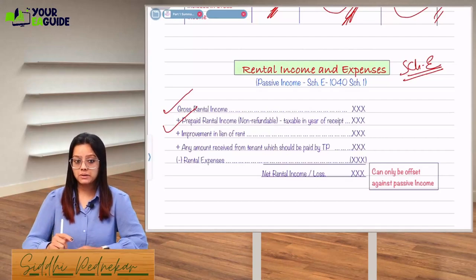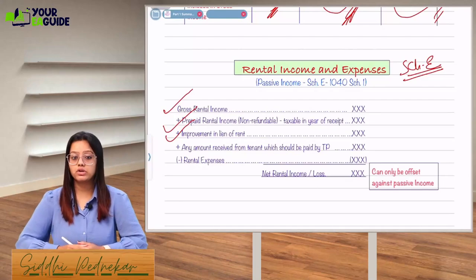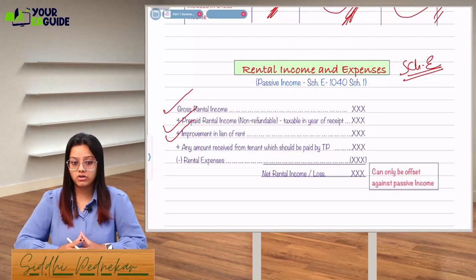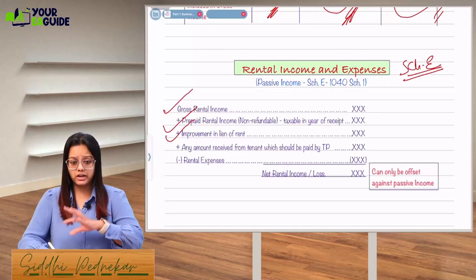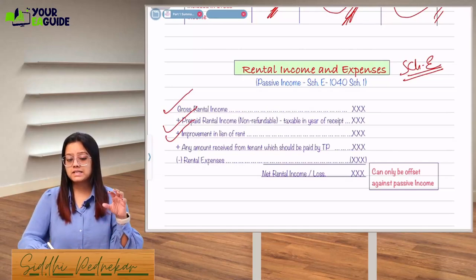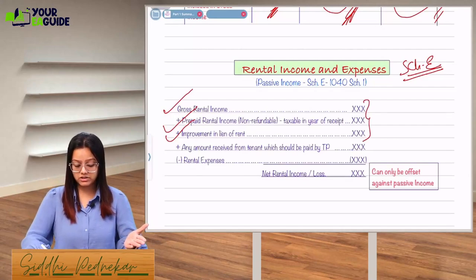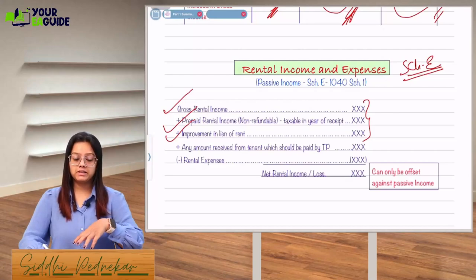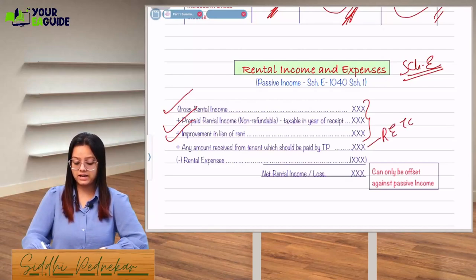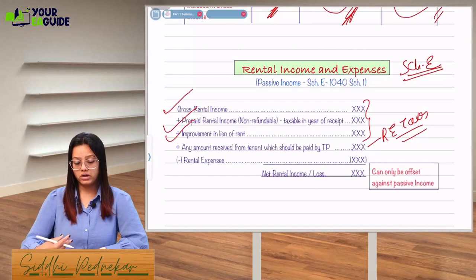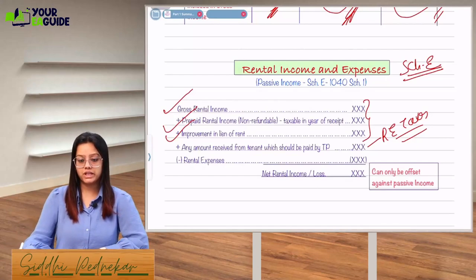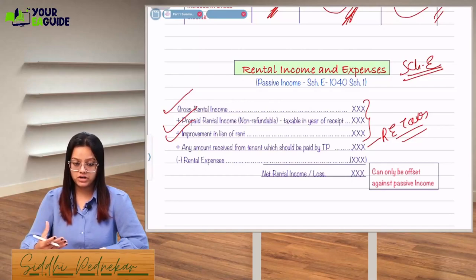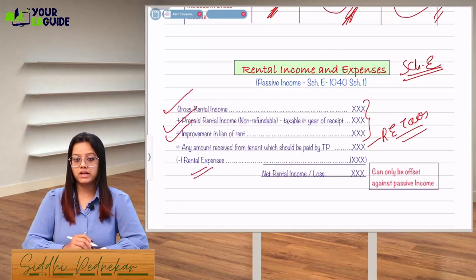Means if a person, instead of paying you rent, makes some improvements at your home, those improvements instead of paying rent will also be considered rental income. Any amount received from the tenant which should be paid by the taxpayer, let's say rental real estate taxes, which should be paid by the owner, but now are paid by the person who is living in the house, right? So all the real estate taxes will be added as income first, and then from the rental expense it will get reduced.